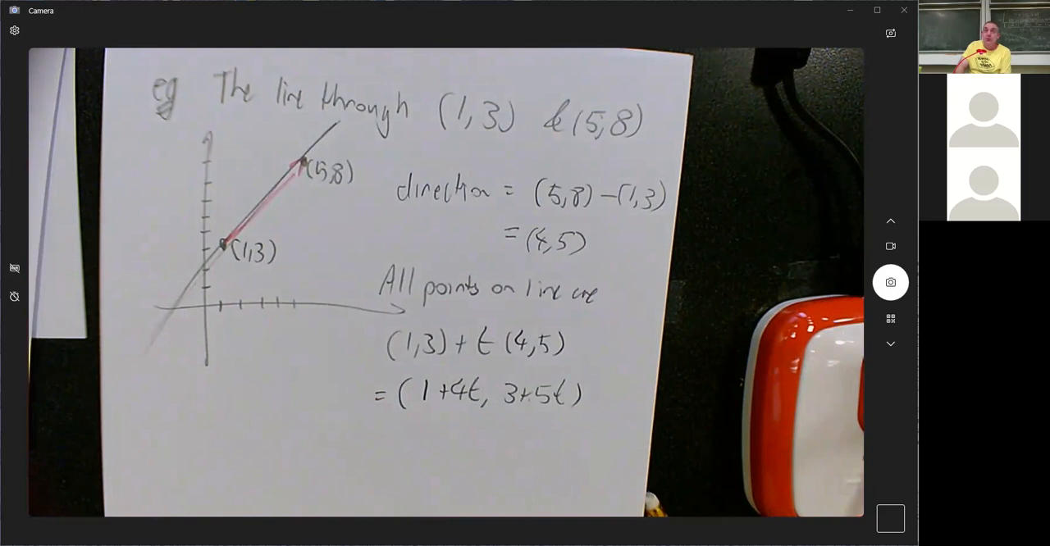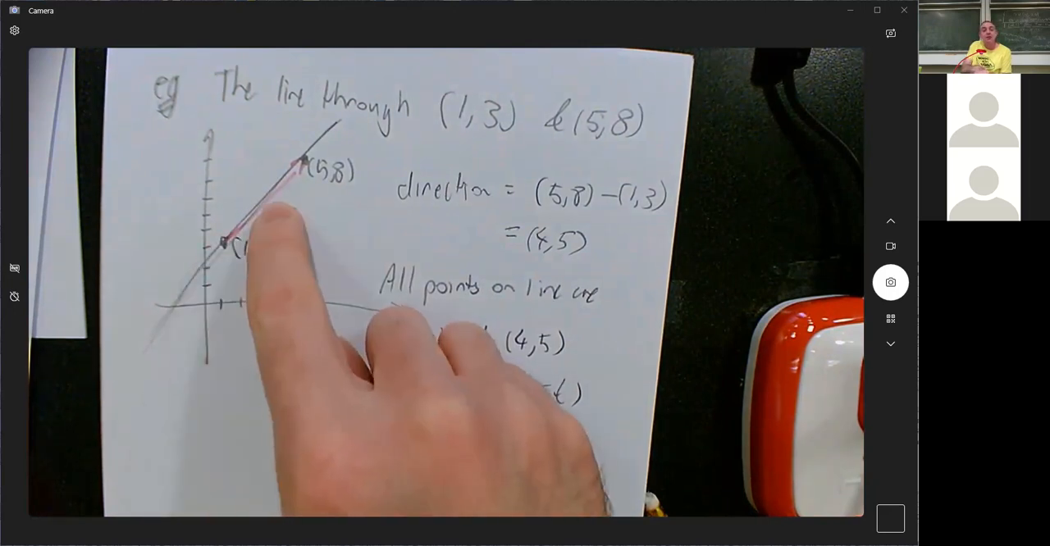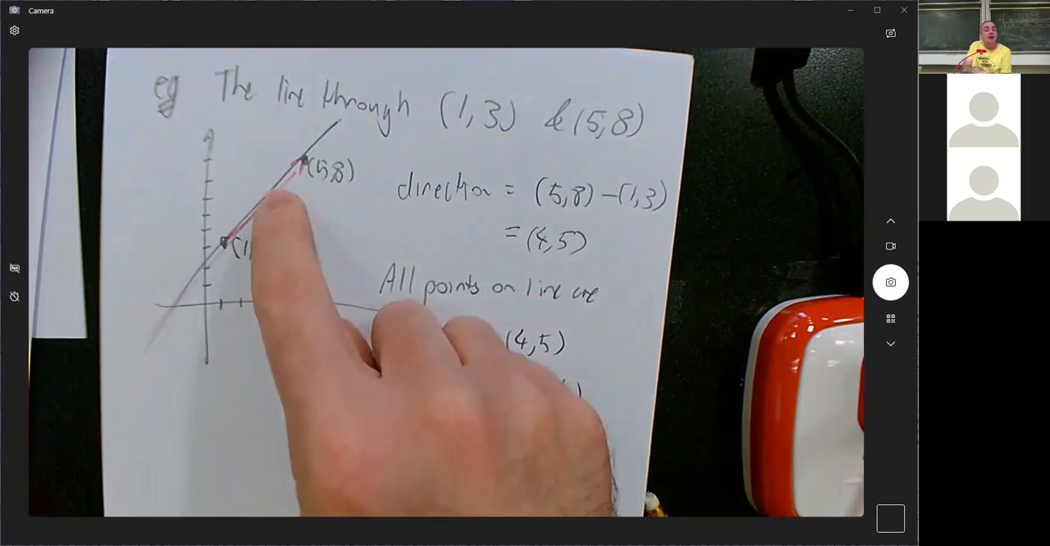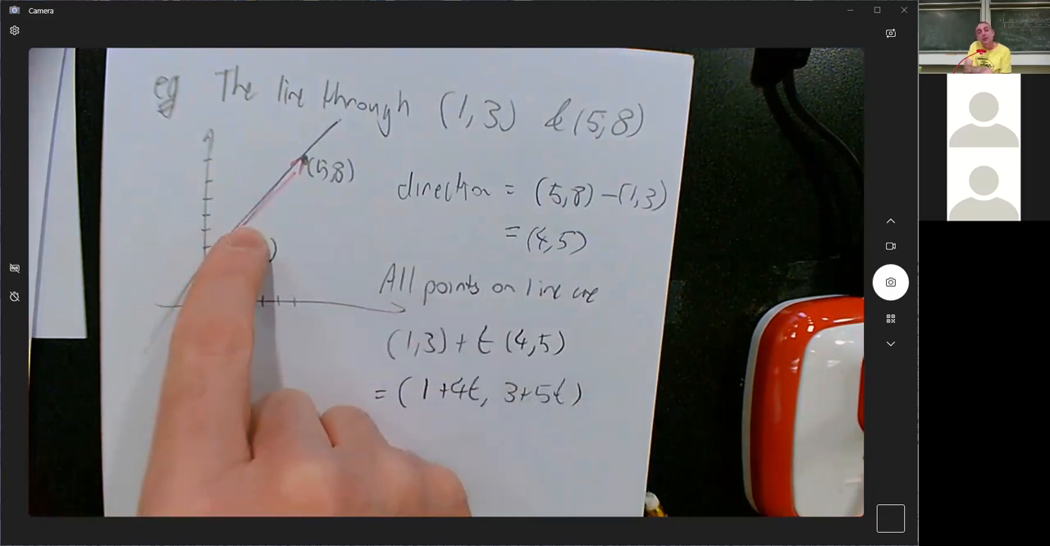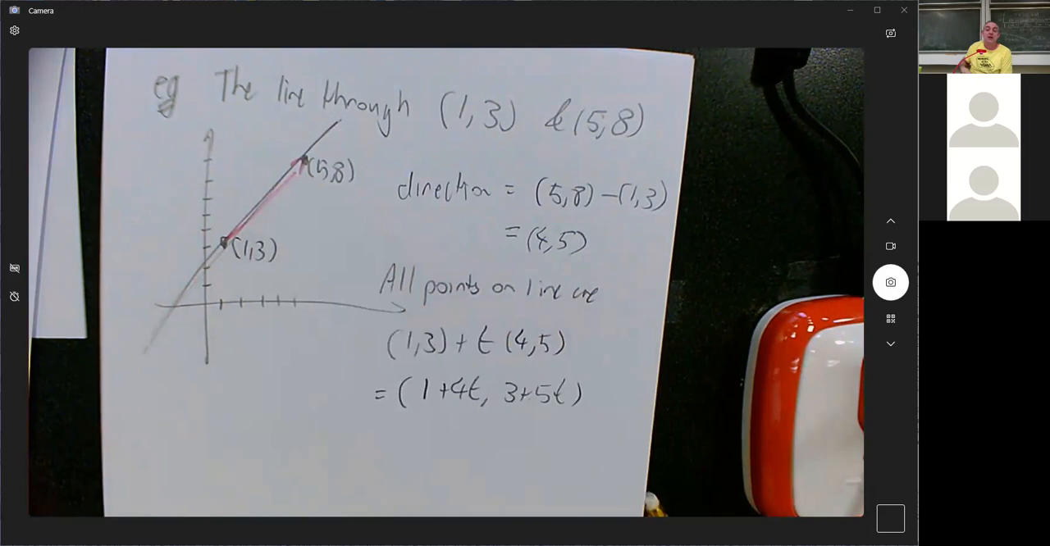In particular, also all the half ones, right? I won't be able to get any number between here and here unless t is less than 1. So if t is a half, it'll be halfway from 1, 3 to 5, 8. And if t is a quarter, it'll be a quarter of the way from 1, 3 to 5, 8. And if t is 0.9, it'll be 90% of the way from 1, 3 to 5, 8. That's really important to know.